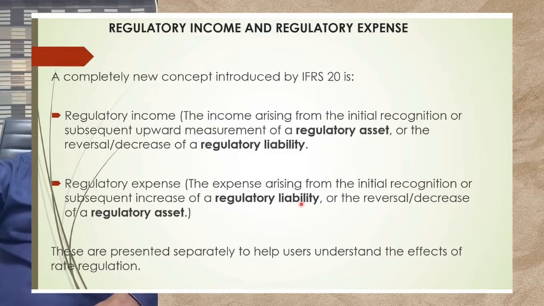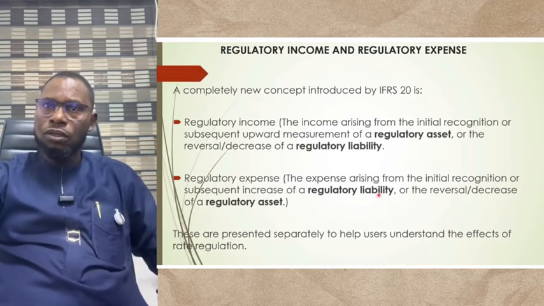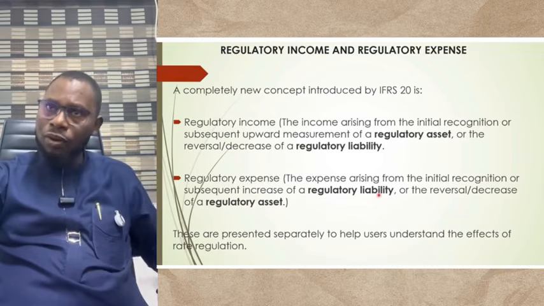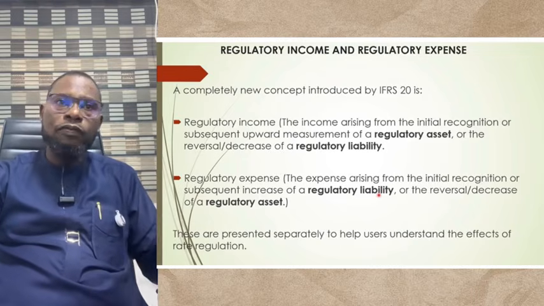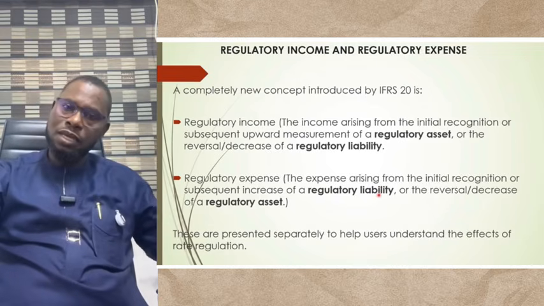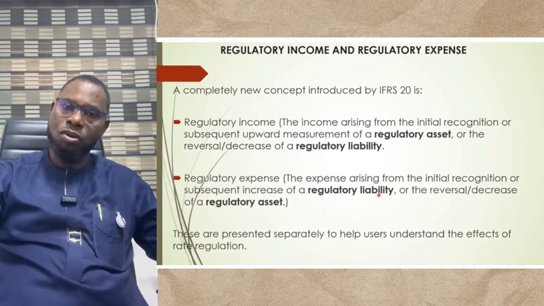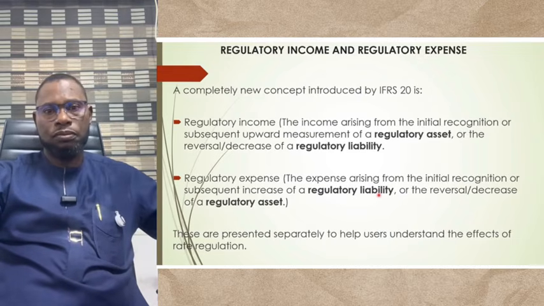A regulatory income is any income that arises from initial recognition, at initial measurement. You are having an income, or maybe there's a subsequent measurement of a regulatory asset and you have income. That income is a regulatory income. Or if there is a reversal of a regulatory liability, then there is a regulatory income. As you are reversing the liability, you are having a regulatory income.